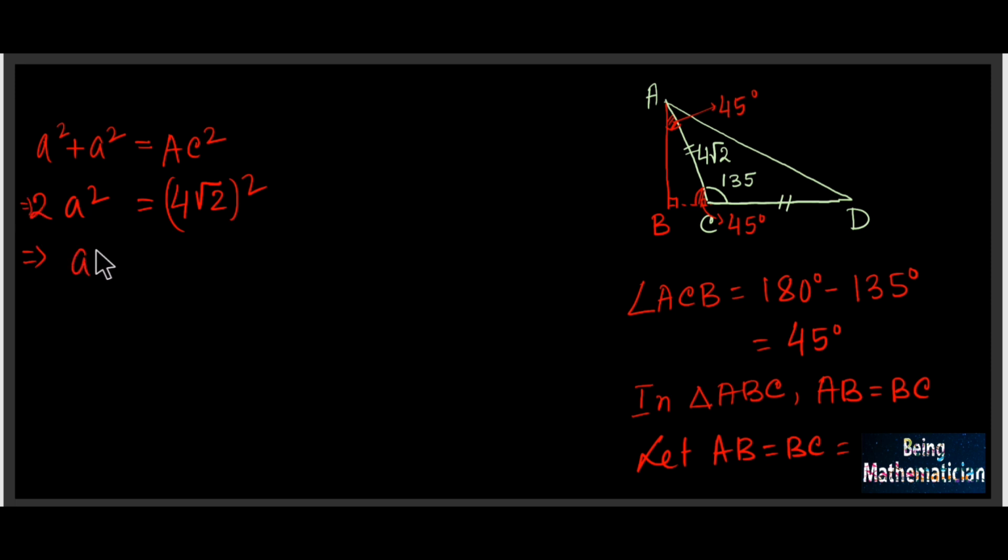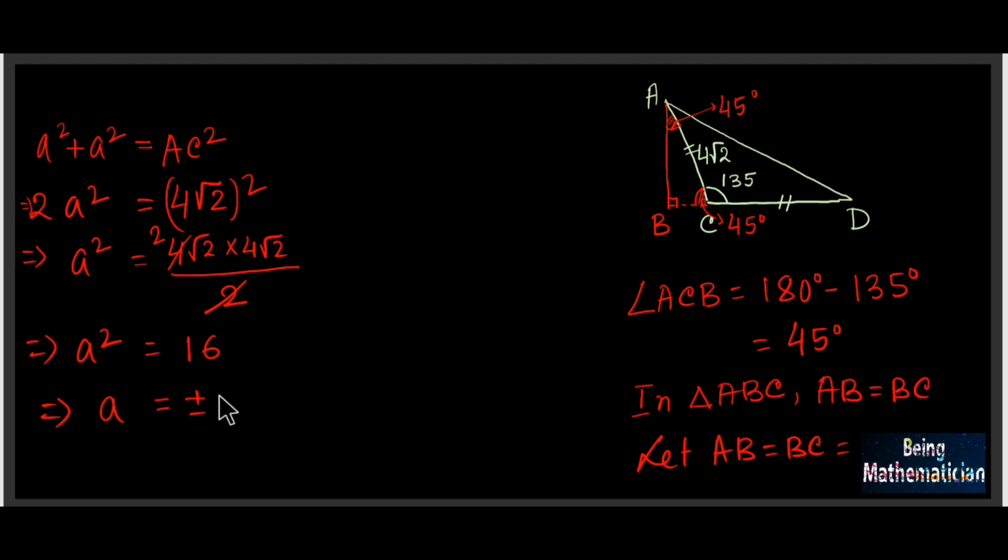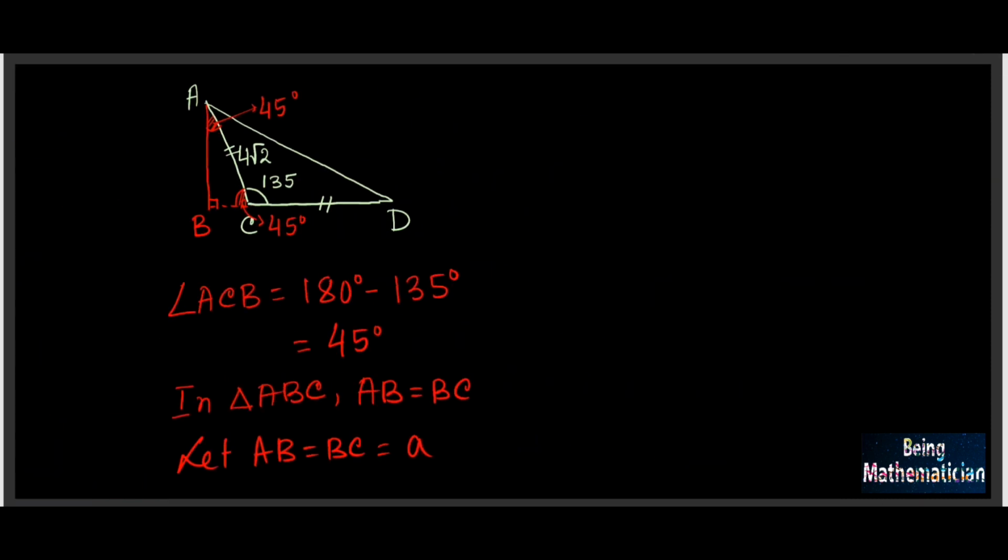Now a square is equal to 4 root 2 into 4 root 2 divided by 2. Now it is 2 times 16 divided by 2, and it is 16. So a square is equal to 16. Therefore a must be plus minus 4 and we take only the positive value of a since a is the length of a side. So a must be 4. Now look at the figure that a is this. So it is clear that this line is the height of this triangle.